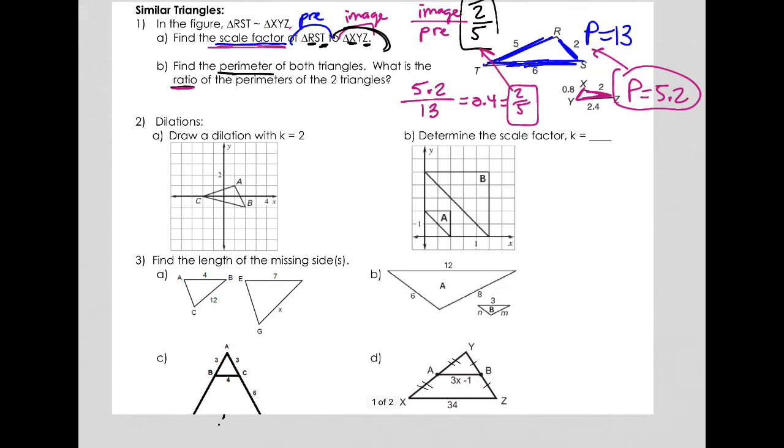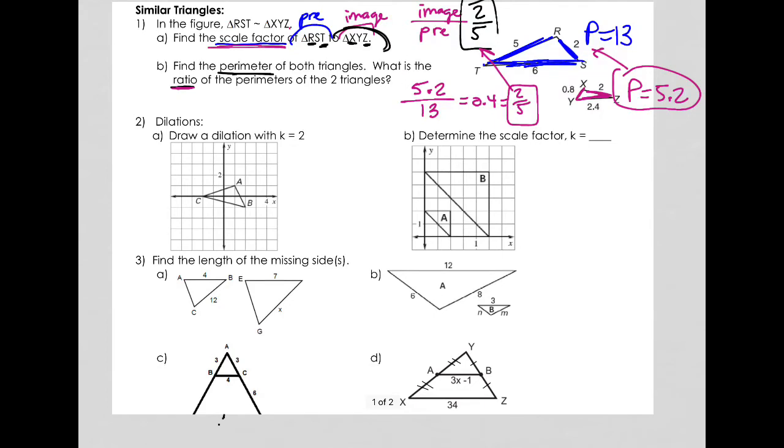Doesn't always work for every measurement. For perimeter, yes, but if it was area, it would not be the same exact thing. So hopefully you guys looked at the relationship of the areas, which we did. All right. So now on number 2, they want us to draw a dilation with k equal to 2.